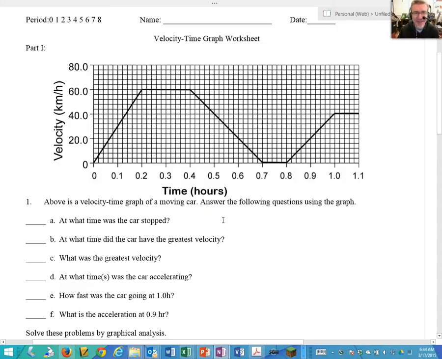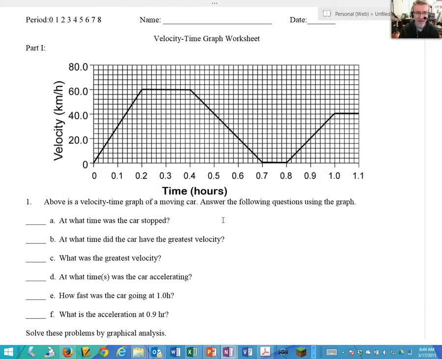I just wanted to go over this velocity time graph worksheet. One of the standards we're doing this semester is linear motion, and describing linear motion is often done through graphs and charts, tables and things. So let's just review some of those concepts really quickly on this worksheet, and we'll build from there.